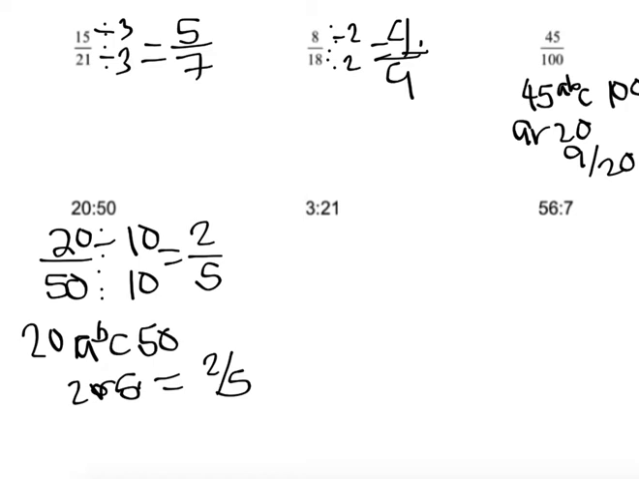So we're now going to rewrite it: the top number, semicolon, bottom number. So this ratio simplifies to 2 to 5. 3 to 21, same thing. What are both divisible by?